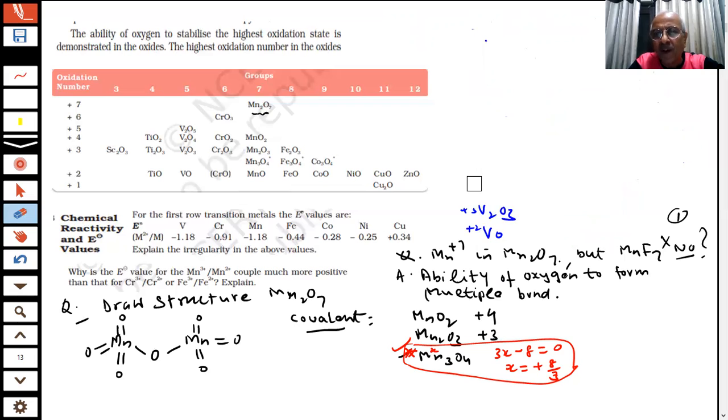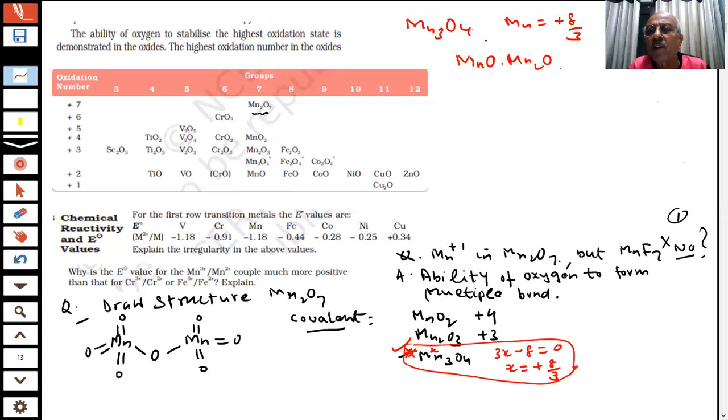See, the story is like this, students: this compound actually exists in a different form. In Mn3O4, you are saying manganese is plus 8 by 3. This is called the average oxidation number. In 11th class we told you this is the average oxidation number. Average oxidation number means the structure is not as it appears. If I write it like MnO and Mn2O3, then what is the oxidation state of manganese in MnO?